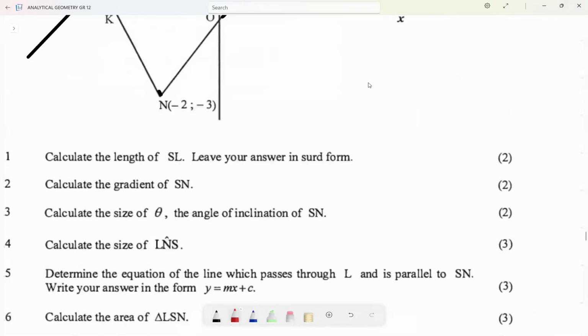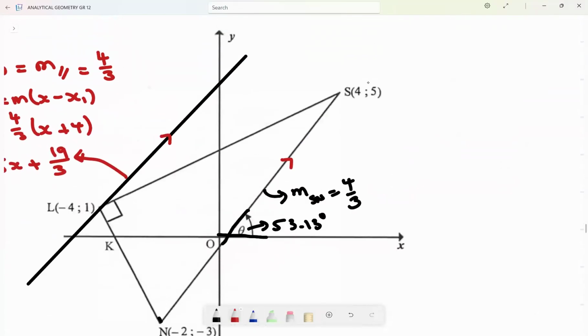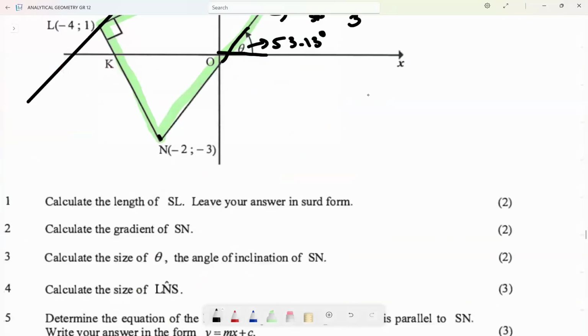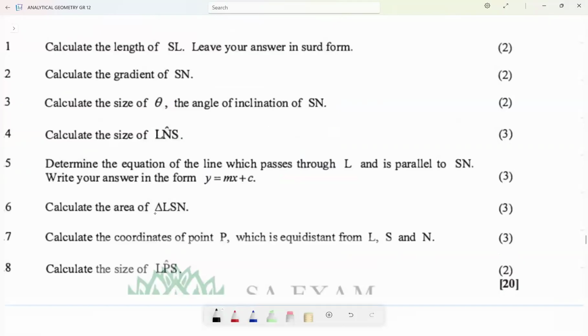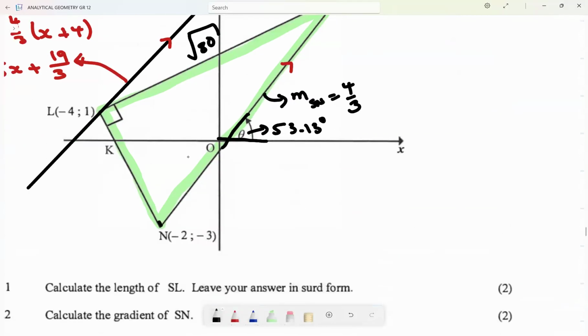Calculate the area of LSN. Okay, guys, it's easy. Remember, you have the side here, square root of 80. And then you have your base here to be... what is this? LSN. Calculate the area of LSN. Okay, so remember you found this to be square root of 20.